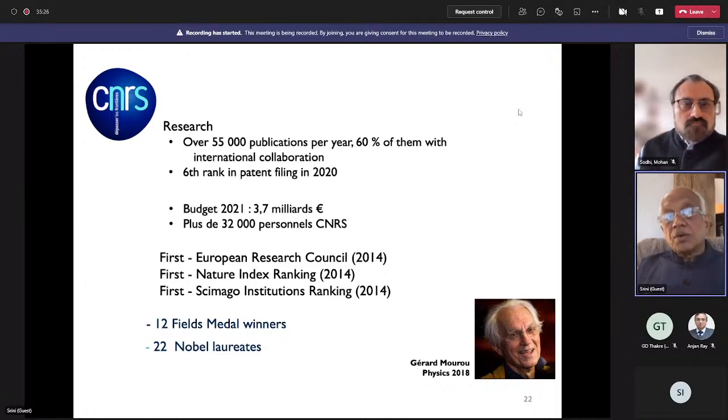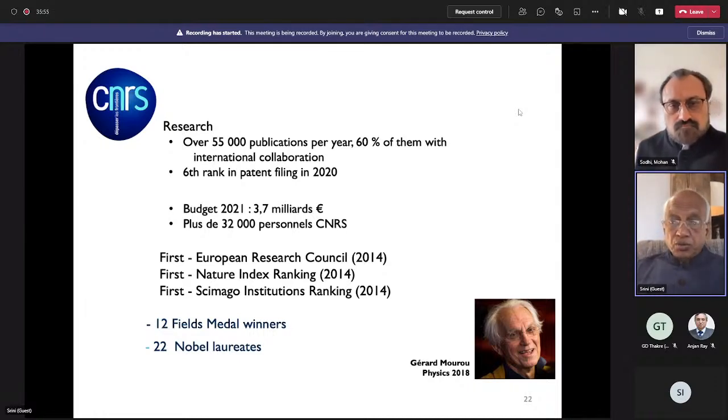CNRS is good, as I said earlier. We publish over 55,000 publications per year. We are sixth in patents, and our annual budget is close to 4 billion euros. We have 32,000 scientists in the organization. We are ranked first in the ERC, Nature, and Scimago rankings. And within the CNRS system, we have 12 Fields Medals and 22 Nobel laureates. Gérard Mourou got the Nobel in 2018. We are talking about C.V. Raman, so in physics, just my respects to C.V. Raman here.